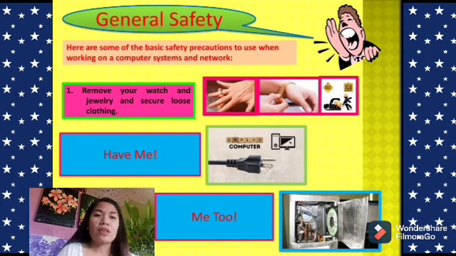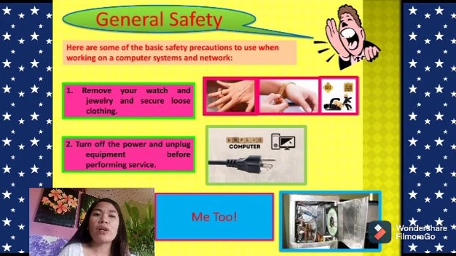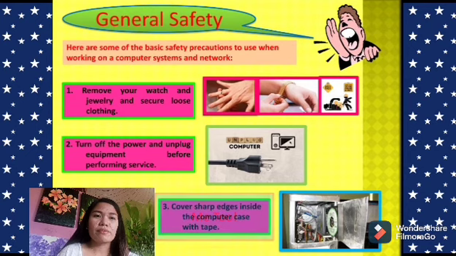Okay, number 2, turn off the power and unplug equipment before performing service. Why? Okay, to avoid short circuit and electrocuted if hazards will occur. How about number 3? Cover sharp edges inside the computer case with tape. To avoid being cut during opening and repairing the insides of the equipment.